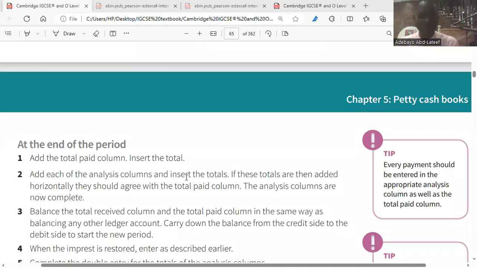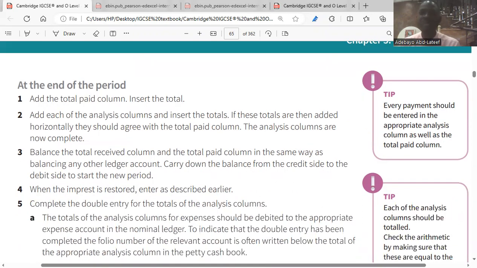At the end of the period, add the total paid column and insert the total. Add each of the analysis columns and insert the totals. If these totals are then added horizontally, they should agree with the total paid column. Your debit side must equal your credit side. That is the point there.